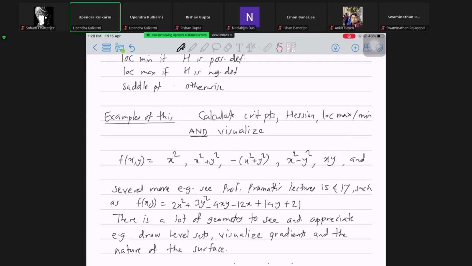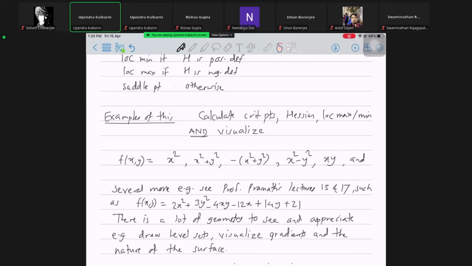Again, you can see what the Hessian is going to be over here. For x square minus y square, I got 2 and minus 2 along the diagonal. In this case, I'm going to get 2 and 2 along the diagonal. So this will be positive definite, and correspondingly, I got a minimum.